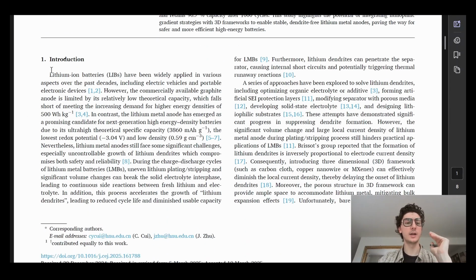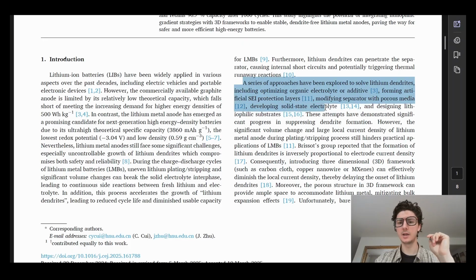Great. Again, we got the introduction, lithium metal batteries, classic introduction to the field. Second paragraph: a series of approaches have been explored to solve lithium dendrites, including optimizing organic electrolyte additives, forming artificial SEI protective layers, modifying separator with porous media, developing solid-state electrolyte, and designing lithophilic substrates.